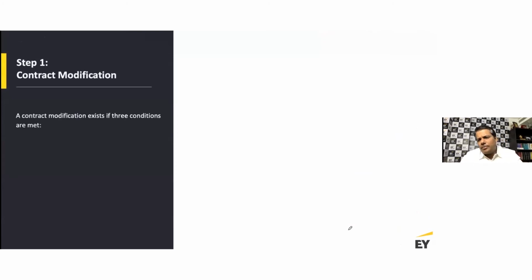Let's talk about contract modification. So we've now talked about what a contract is. A contract between two parties has to be enforceable under a court of law, and it has to be complete in its entirety. And when I say complete, what does that mean? It has to identify the rights and obligations of each of the parties to the contract. It also has to establish the contract consideration, and how the contract consideration will be settled. And it also has to have commercial substance.